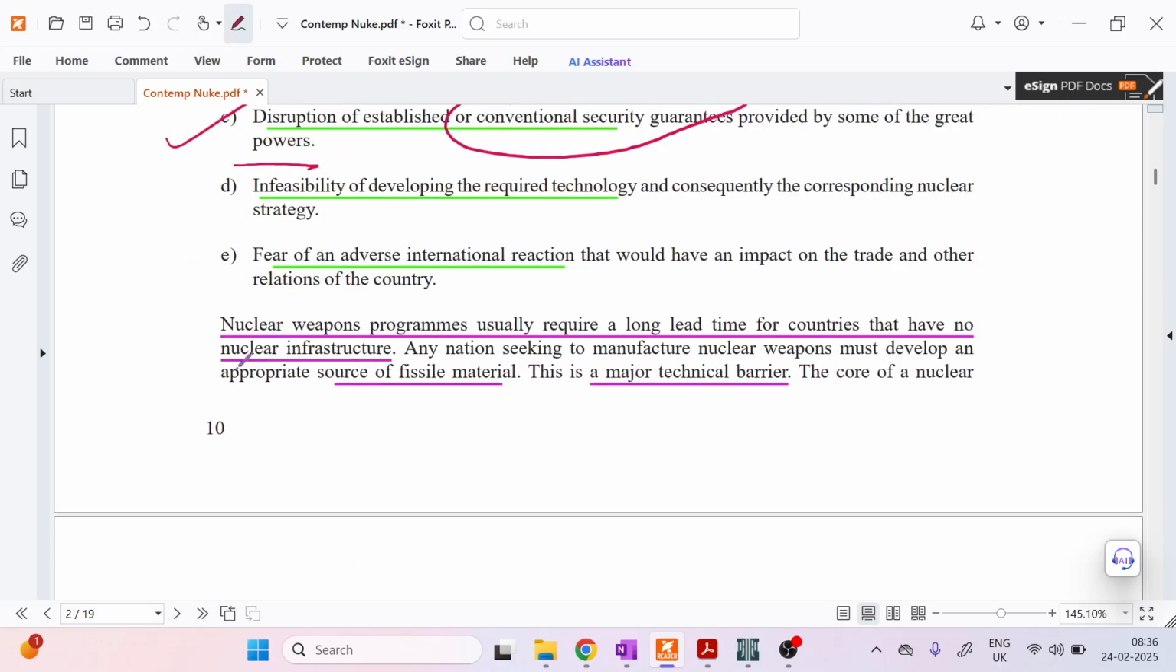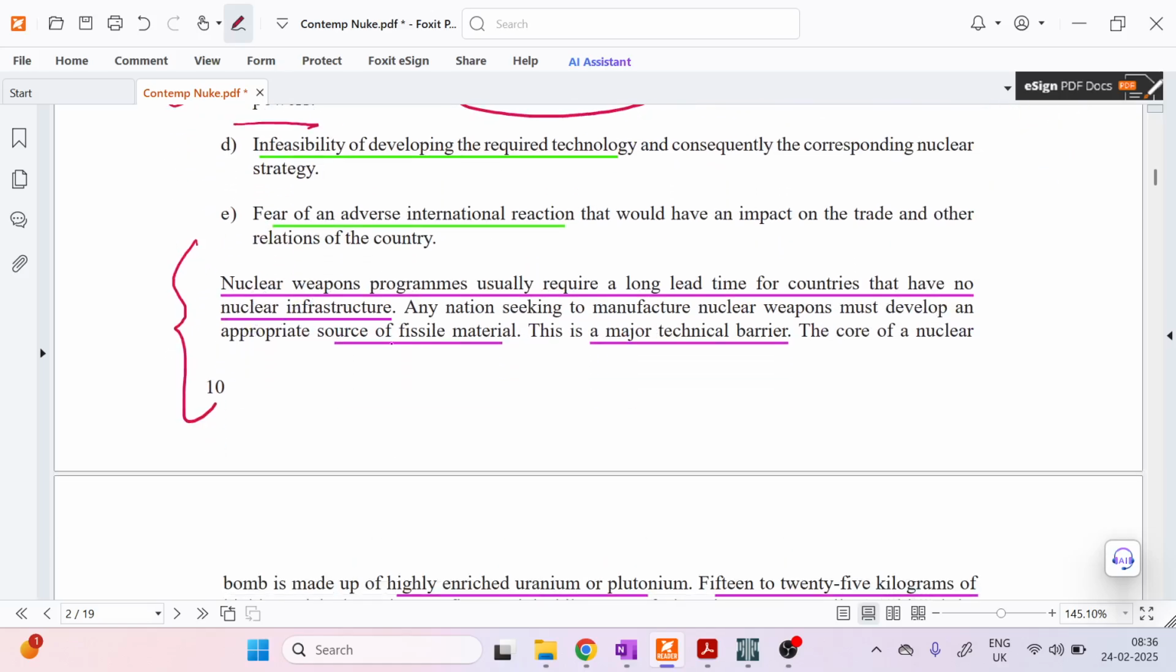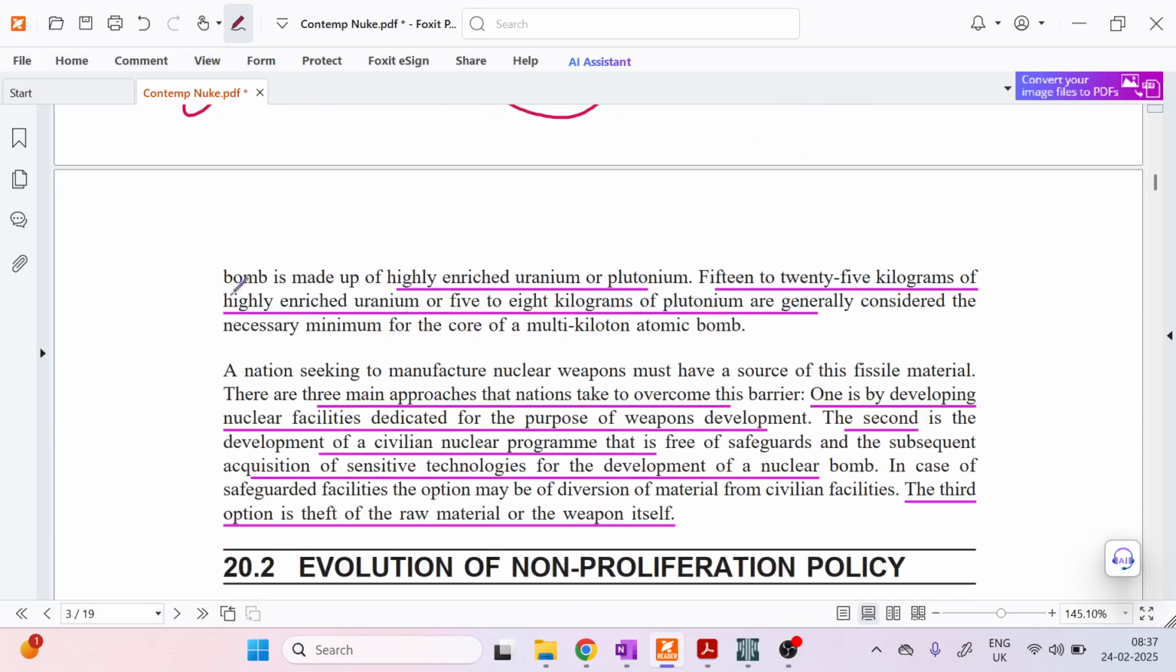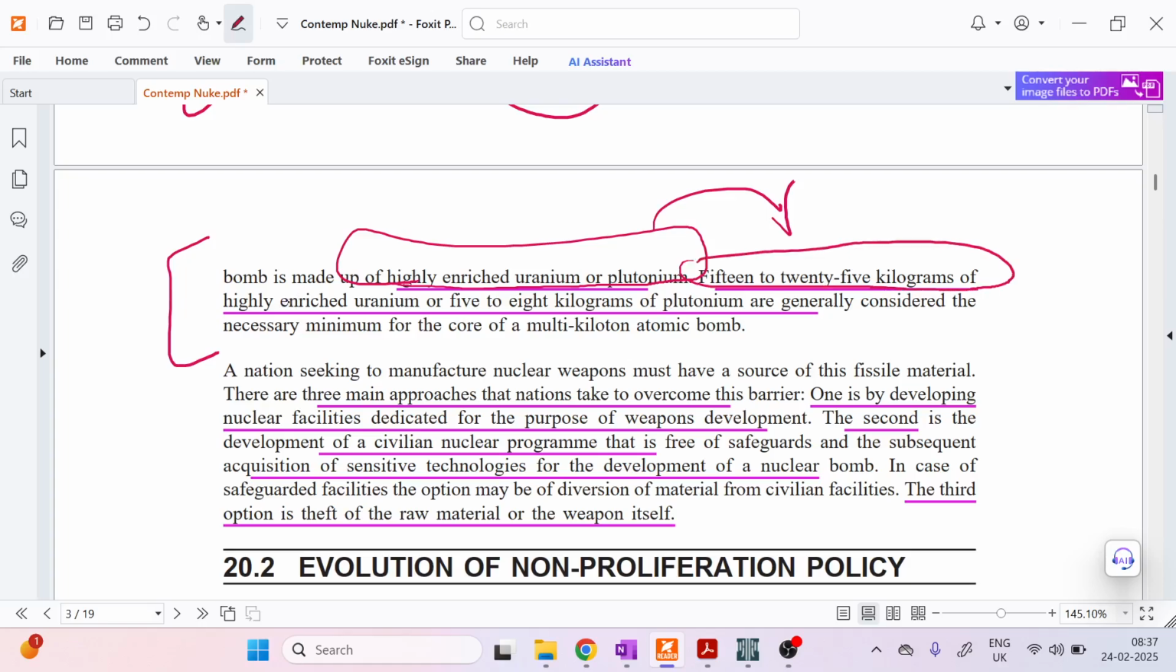Then it is about the technical component, which is the source of fissile material. This source is a major technical barrier because this nuclear material is not freely available, and some great powers have control, a monopoly, over the transportation or supply of this nuclear fissile material. To make a bomb, you need highly enriched uranium or plutonium, in the order of 15 to 25 kilograms of highly enriched uranium or 5 to 8 kilograms of plutonium.